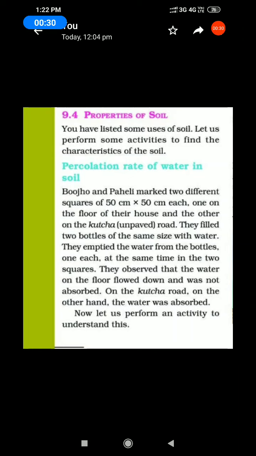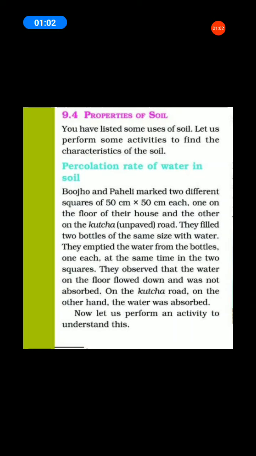What is humus? The rotting dead matter in the soil is called humus. Okay. Next, what is weathering? The soil is formed by the breaking down of rocks by the action of wind, water and climate. This process is called weathering. Do you remember, students? Weathering.